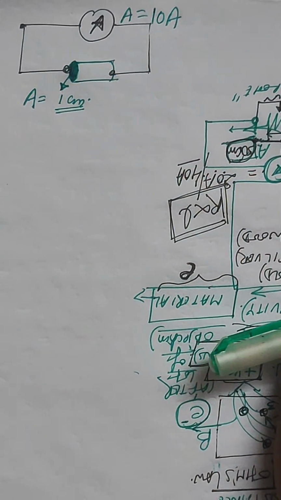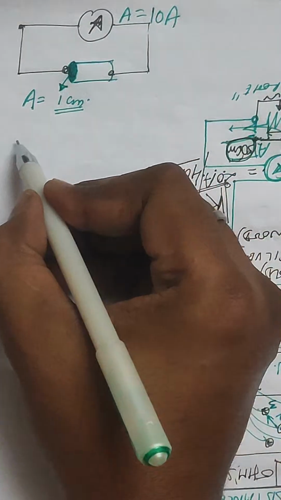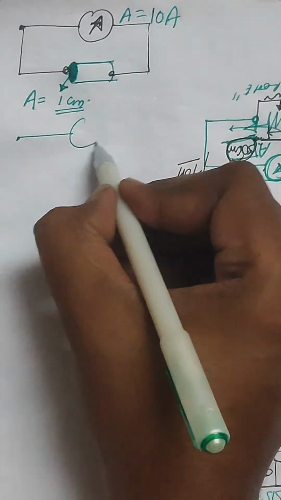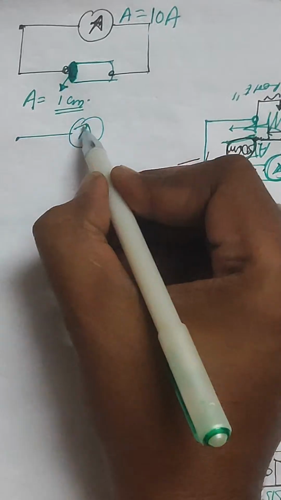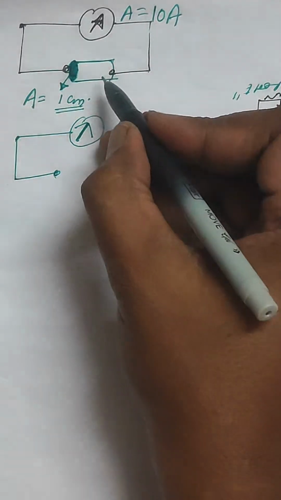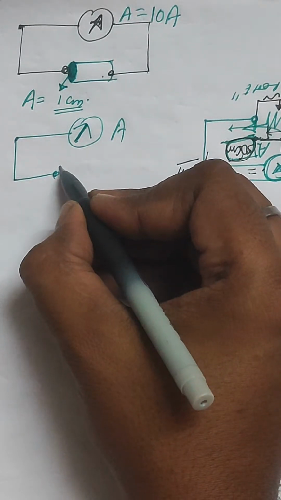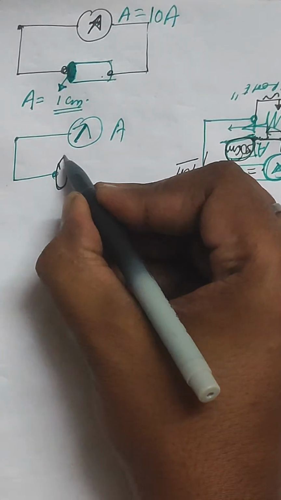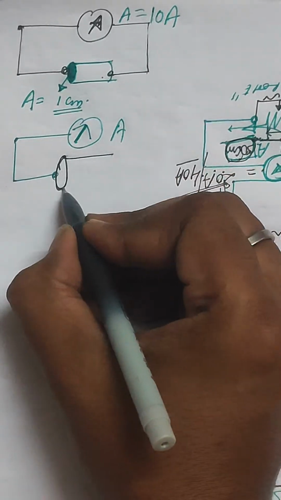And after that, we consider another circuit where the ammeter was placed, and at this point we have changed this wire with another wire which has a bigger cross section.